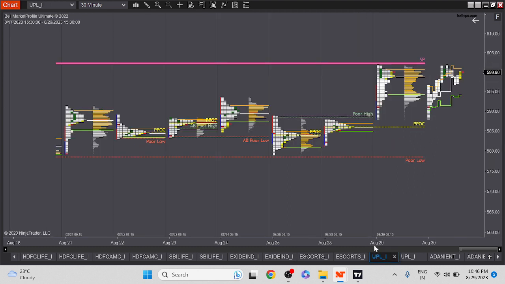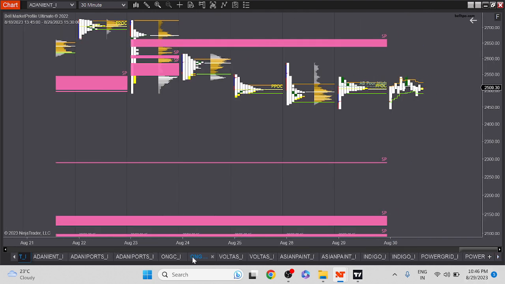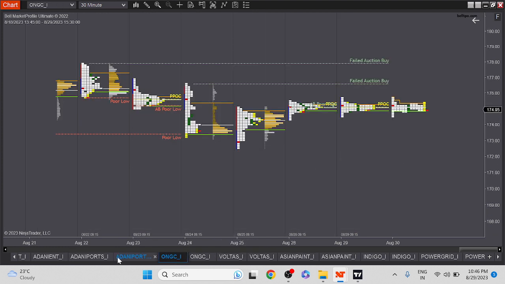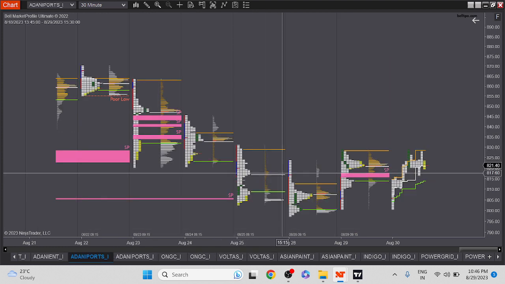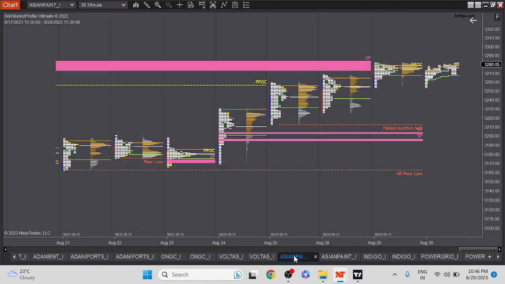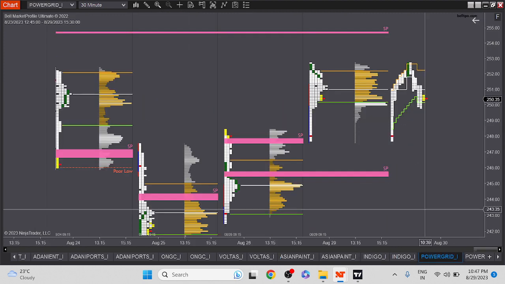Escorts also has a single print. If you see UPL, yeah, exactly, it registered at the single print. So in every other stock, this single print concept works. I can go on, but Adani Ports also made a single print, if you want to see, 817.60 to 815.85. Voltas made a single print. If you see, the low of Voltas was at a single print, it took a pause and then rallied. Asian Paints, if you see, the high is exactly at a single print, 3282, 83. So guys, there are multiple stocks. I can show you multiple things.